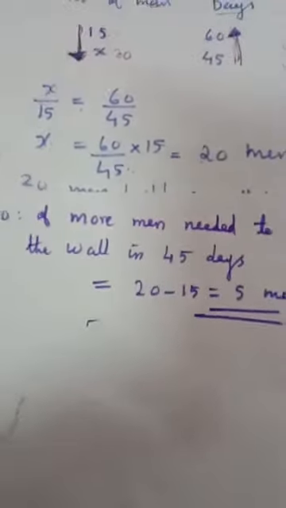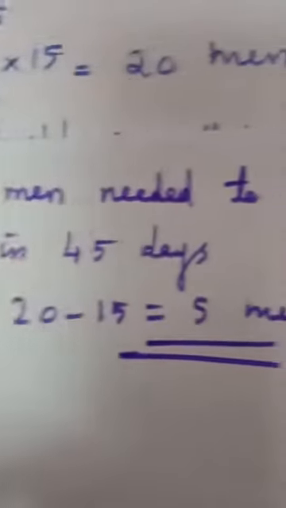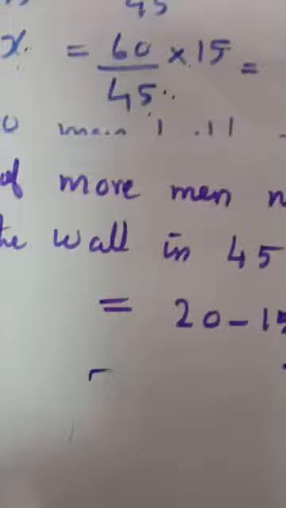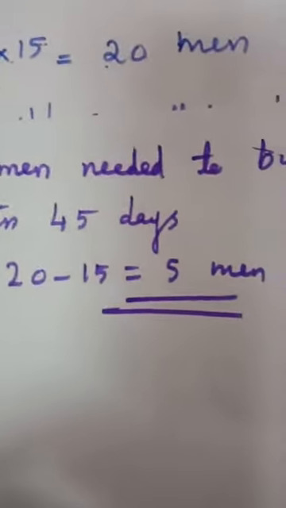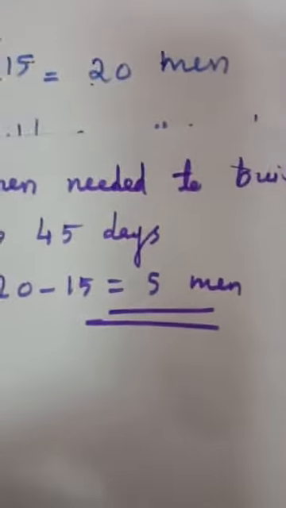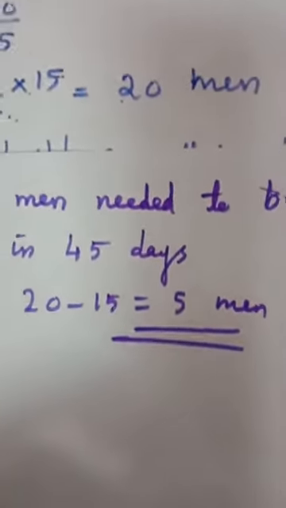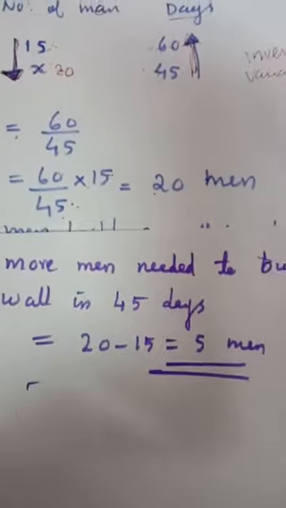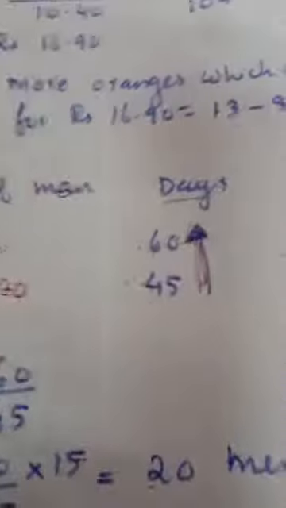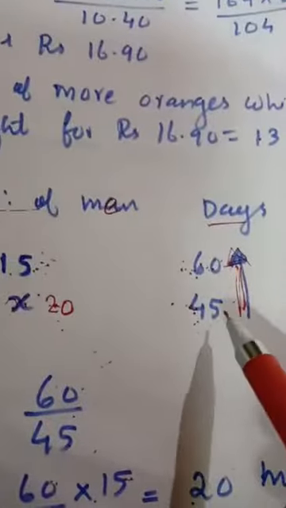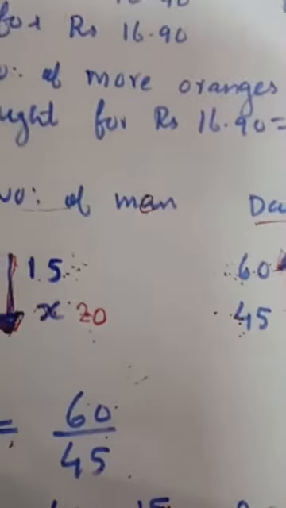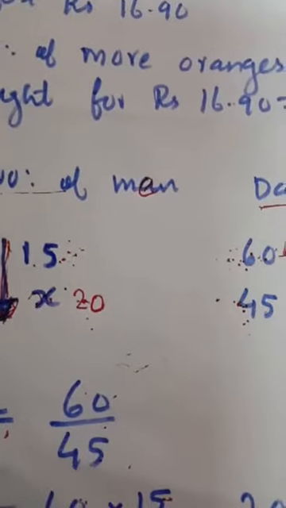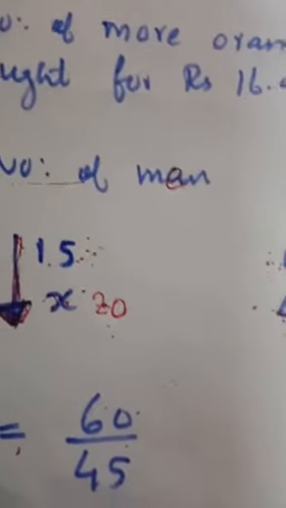If they are asking the number of more men needed to complete the work within 45 days, it is equal to 20 minus 15, which is 5 men. Only if they are asking for more men. Otherwise, if they ask how many men are needed to complete the work in 45 days, you can write 20 only, 20 men. And if they ask how many more, then you subtract 20 minus 15.